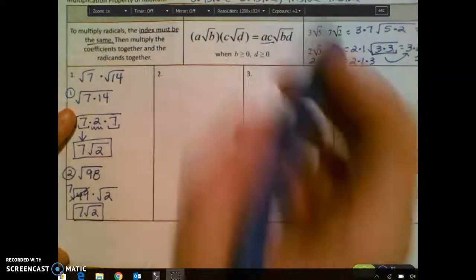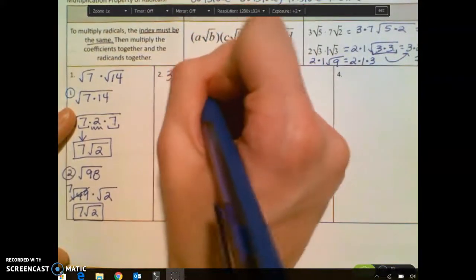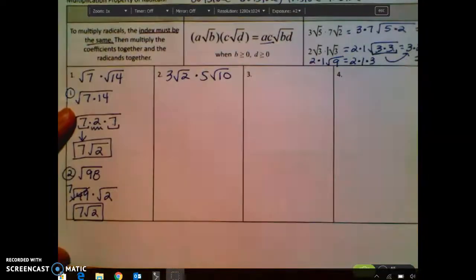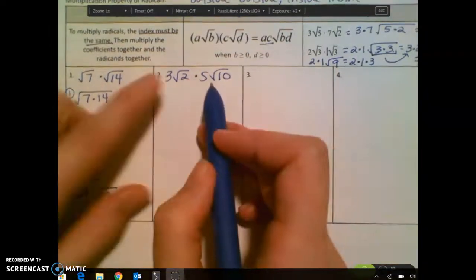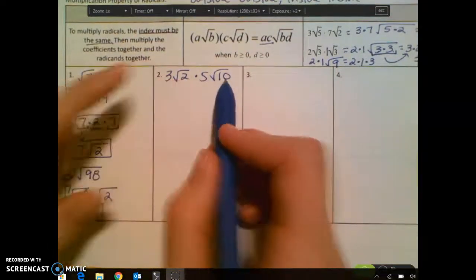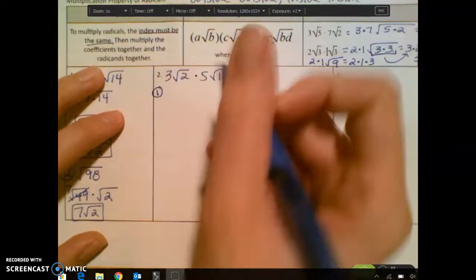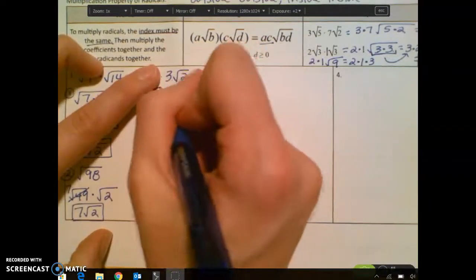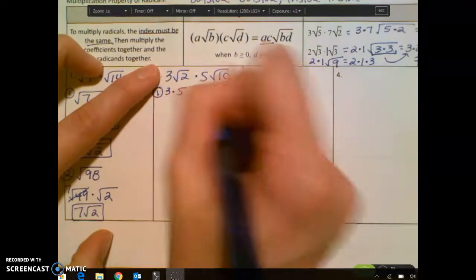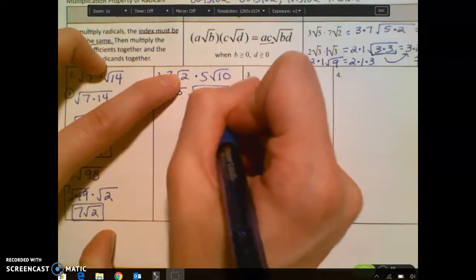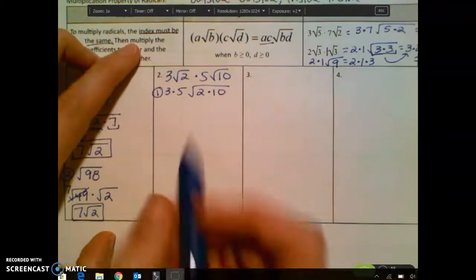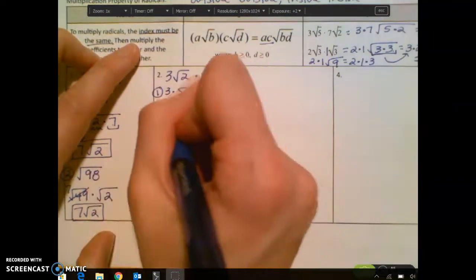Here's our next example. 3 root 2 times 5 root 10. What do we do? Outside, outside, inside, inside. So I'll show you both methods again. For the first one, outside, outside is 3 times 5, and then inside, inside is 2 times 10. Well, we can go ahead and do 3 times 5 is 15.